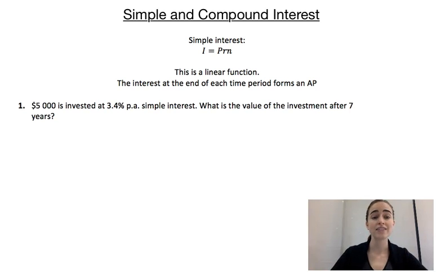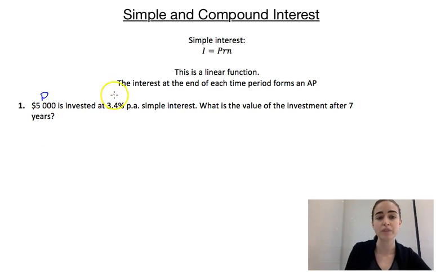Our first question says $5,000 is invested at 3.4% per annum, so per year, simple interest. What is the value of the investment after 7 years? This formula isn't on your formula sheet. You need to know it and know when to use it. In this one, our $5,000 is our principal. Our 3.4% is our rate, which means that R is 0.034. And our 7 years is our N.